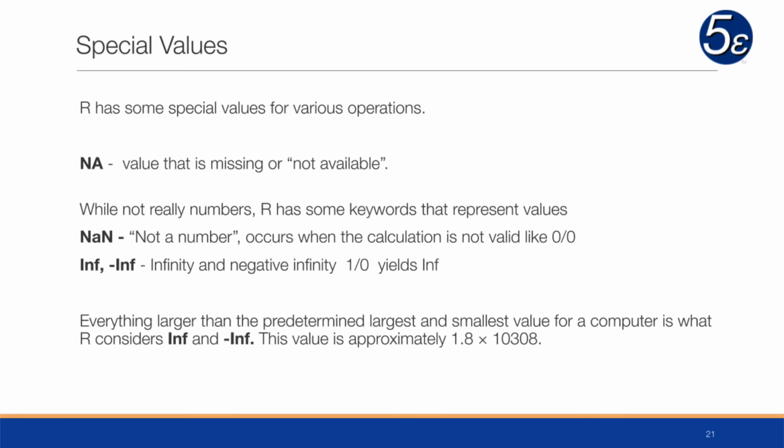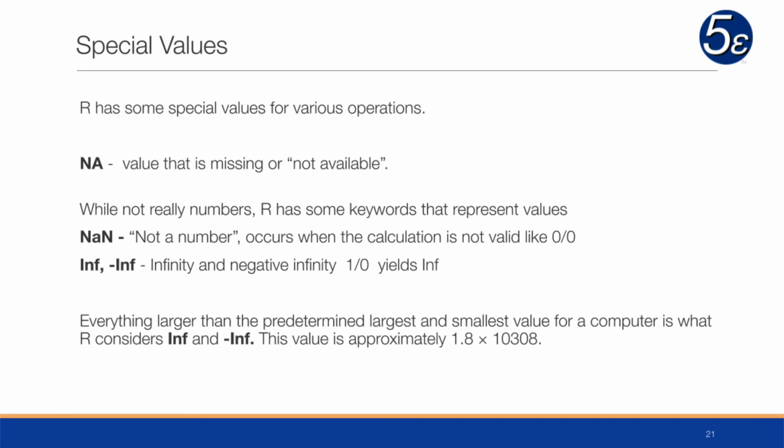Now, there are some special values in R. One is NA, which is a missing value or not available. Those are important because you're going to get data that you import and you're going to analyze, and you need to know which ones are missing. So it's an easy way to find which ones are missing. And then you can also have R automatically remove them if necessary.